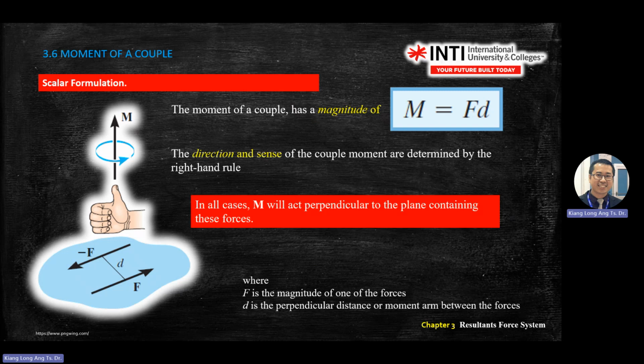So direction of sense, this one is what you already learned. The back of your right hand is put on the paper, a piece of A4 paper, and the thumb shows the direction, or sense, of the moment.